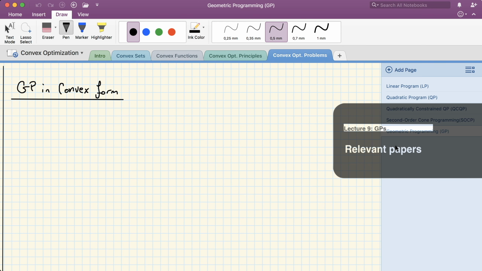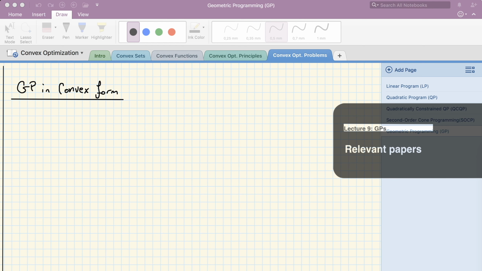So before I go ahead and convert a GP or rewrite a GP in convex form, it's worth noting a few of the many applications of GP.